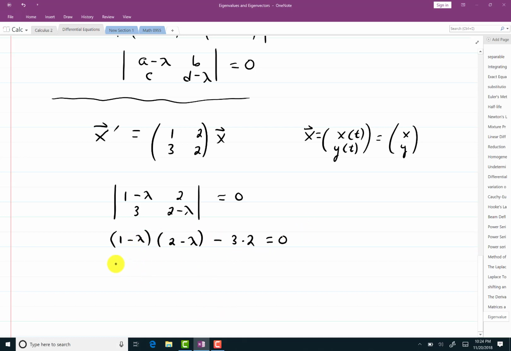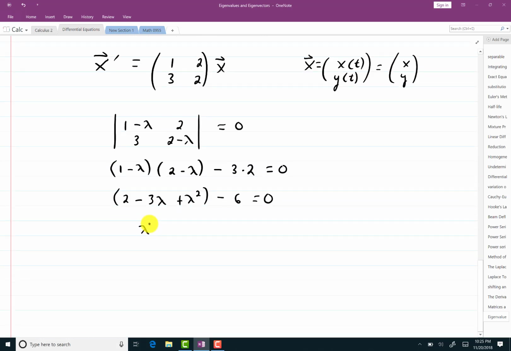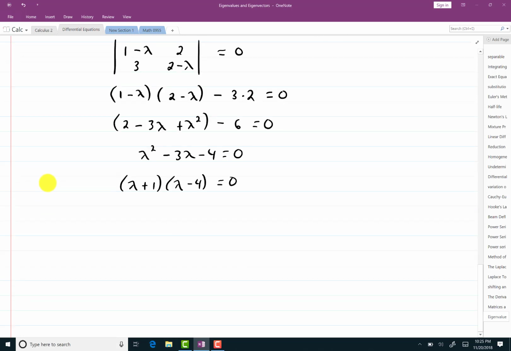Let me go ahead and multiply this stuff out. So I have 2 minus 3 lambda plus lambda squared minus 6 equals 0. And let me simplify a little bit here. Lambda squared minus 3 lambda minus 4 equals 0. And I can factor this. Lambda plus 1 times lambda minus 4 equals 0. So we have lambda equals negative 1, lambda equals 4 are the eigenvalues.